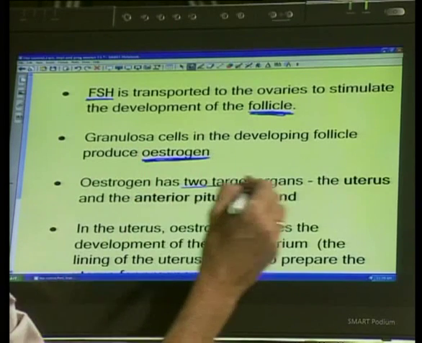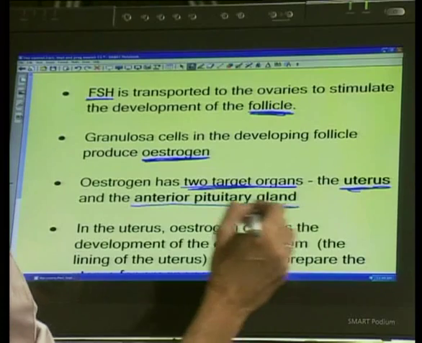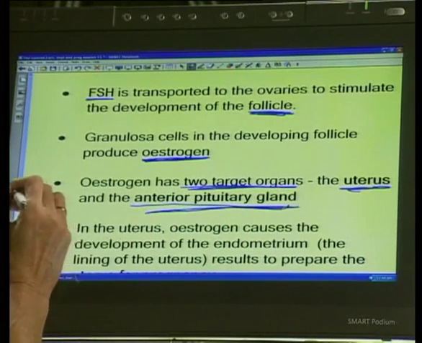Estrogen has two target organs. People remember, a hormone is a chemical messenger. It's made of protein, except your estrogen and your progesterone and testosterone, the sex hormones. Why? They're only made of fat. Now, your chemical messenger, in this case estrogen, will travel to the target organ and cause the target organ to perform a function. In this case, it's the uterus and the anterior pituitary gland.